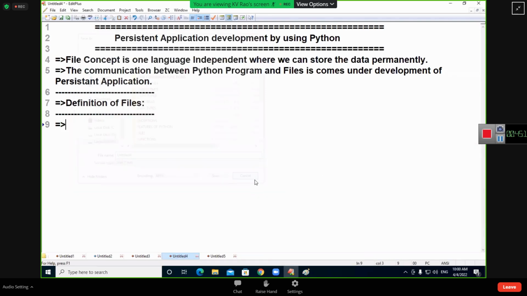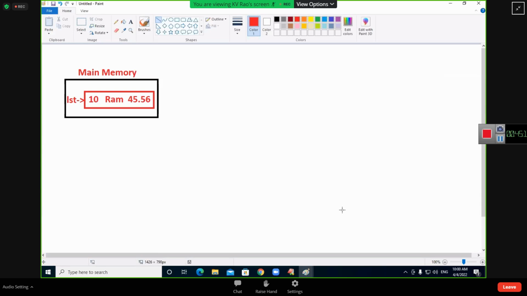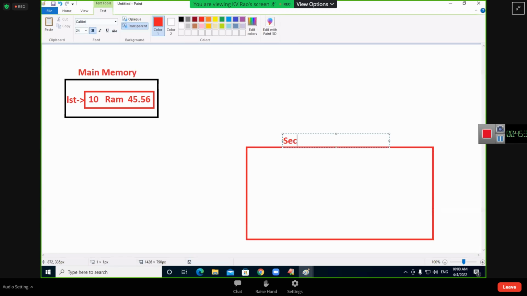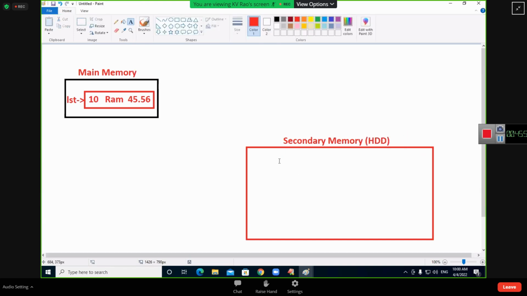Like that, if I move forward, this data I want to store permanently. To store this data permanently, I would like to give you one small awareness, students. Please keep in mind, this is my data. Having here, which memory? Secondary memory, which is called what? Hard disk. Which is called hard disk.